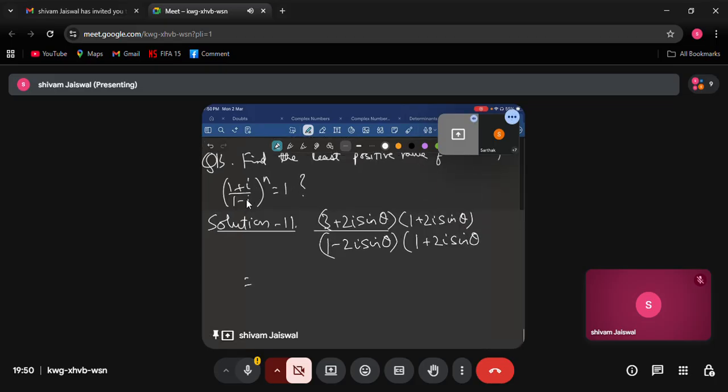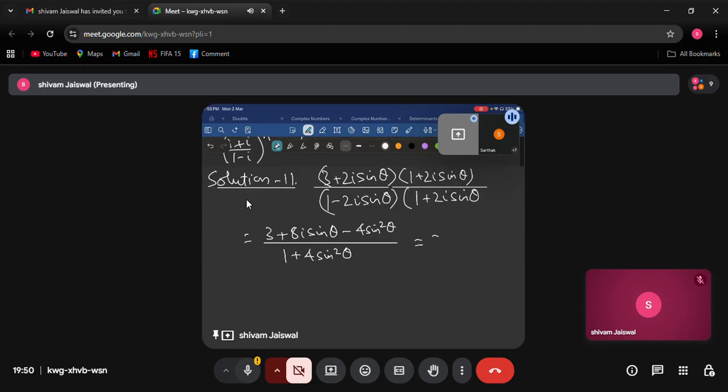Okay, let us simplify. This will give us 3 plus 6 iota sine theta plus 2 iota sine theta, that is 8 iota sine theta, minus 4 sine square theta, divided by 1 plus 2 iota sine theta into 1 minus 2 iota sine theta, which will give us 1 plus 4 sine square theta. Okay, let us call this z.